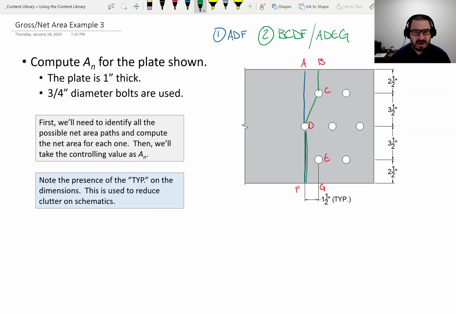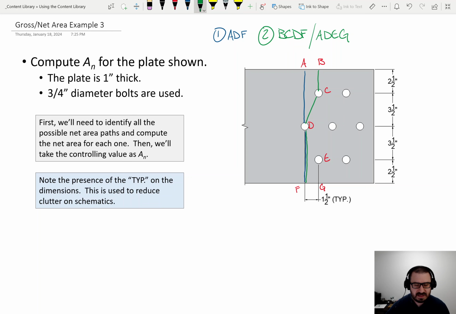And then finally, I keep hopping my camera around. I'm sorry, but I don't want that to get crammed. All right. Finally, we'll do this in black. My last path that I see as a potential failure is B, C, D, E, G.